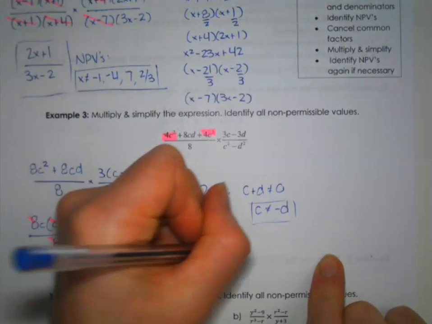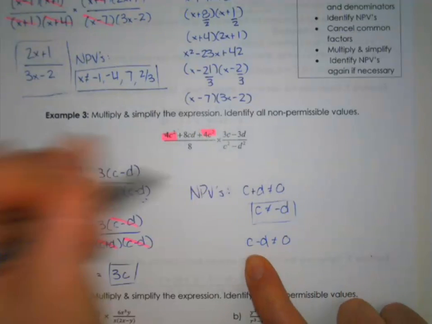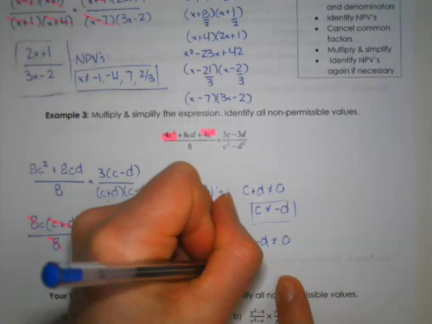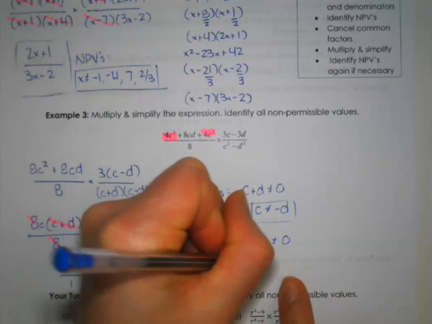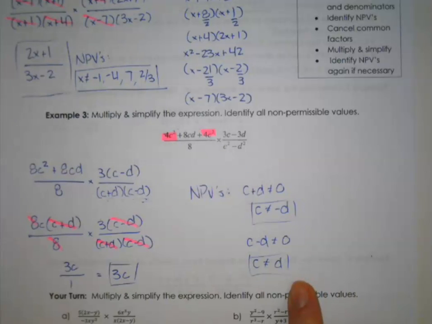The other one we had was c minus d cannot equal 0. So if we want to solve for c, it's going to be c cannot equal, we'd have to add d to both sides. So c cannot equal d.